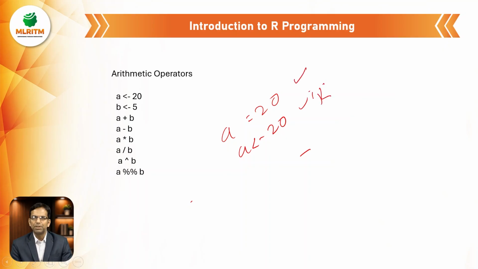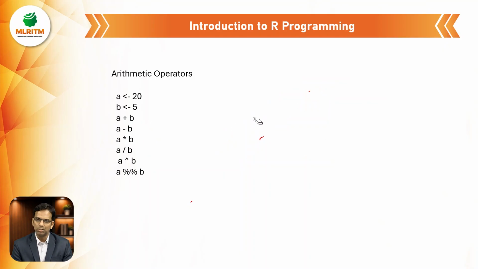Okay, same like that, a plus b, a minus b, they are common, normal ones. A plus b, a minus b, a into b, a by b, a division b, a modulo division b. Those are all common operations of the R programming.